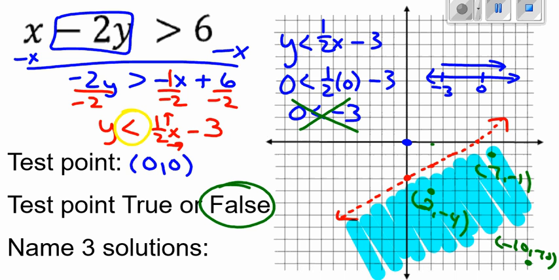3 non-solutions would be 0, 0. Let's go backwards this way. Negative 2, 0. And let's pick this guy over here. 1, 2, 3, 4, 5, 0. Okay, so when your test point doesn't work, you shade the other side of the line.